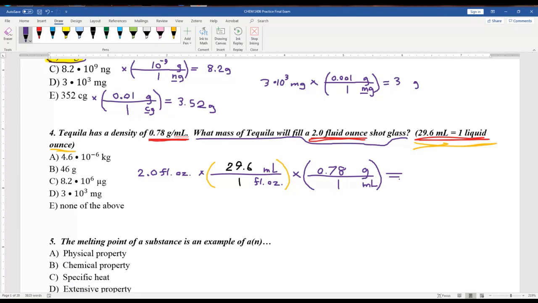Multiply everything on top, divide by the bottom, and what do I get? How many grams is that? 46 grams. Absolutely, very good. 46 grams. I don't have to worry about these other answers. 46 grams is the answer.